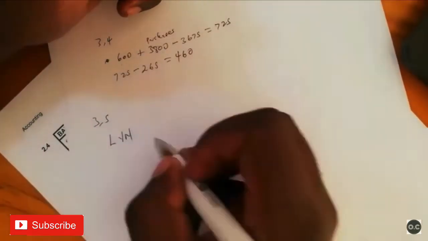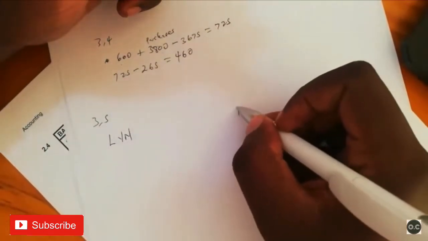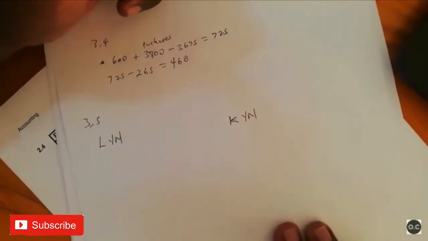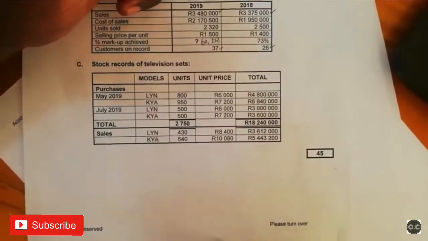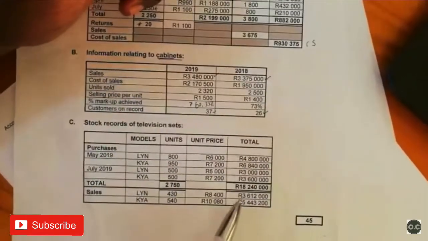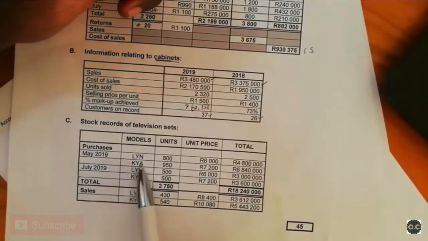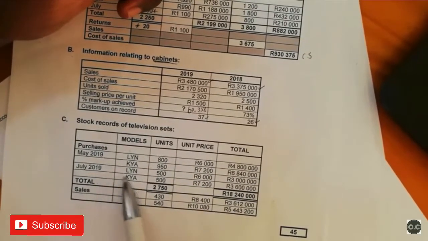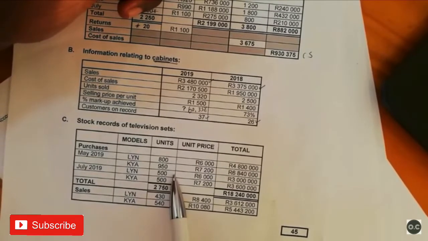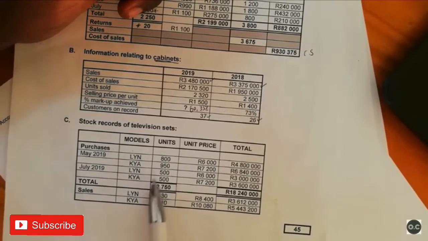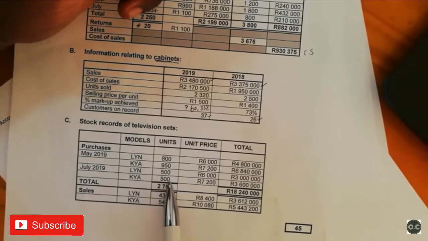So we've got these two models and we're looking at closing stock, right? So let's see what we've got here. So these are the television sets. We're looking at the television sets, yeah? So for the television sets, you'll see he made two big purchases, LYN 800 of them in May. He also made another LYN purchase of 500. And then KYA 950 in May and then 500 in July.